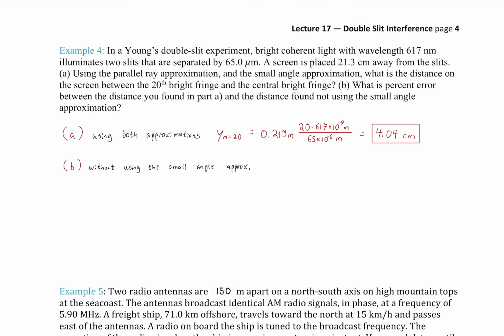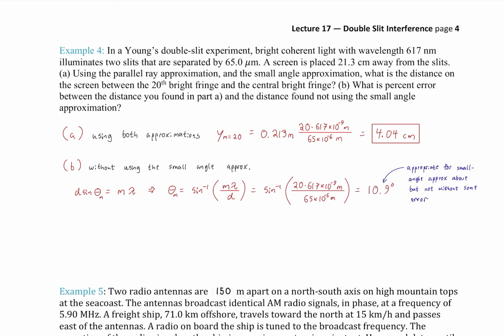Now, without using the small angle approximation, it's a little bit more work. We have to find the angle, so we set this up and solve for the angle using inverse sine. Plug in the numbers, and we get 10.9 degrees. This is small enough that using the small angle approximation was reasonable, but it's pushing up close to 15 degrees, so there will be some error. So how much? Let's see.